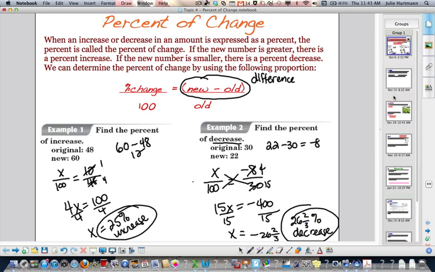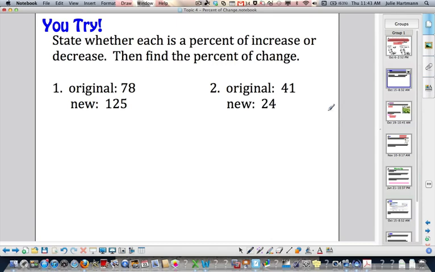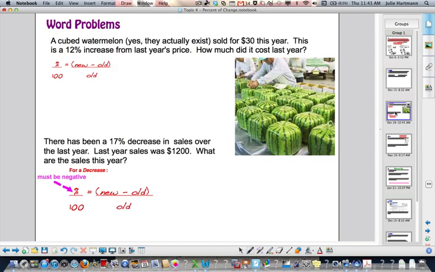So here's a couple straight, just to try. State whether it's a percent increase or decrease, and then find the percent of change. Those are like the ones we just did. So go ahead, write those down, try those, and then we're moving on.